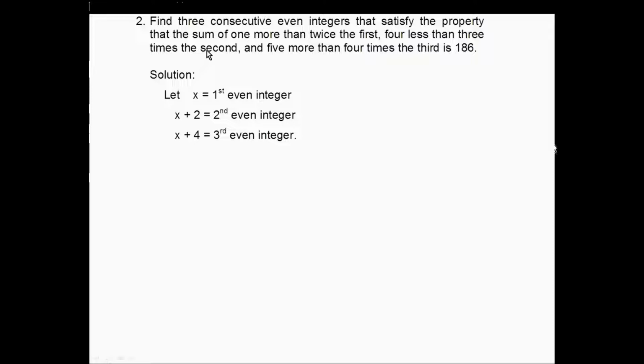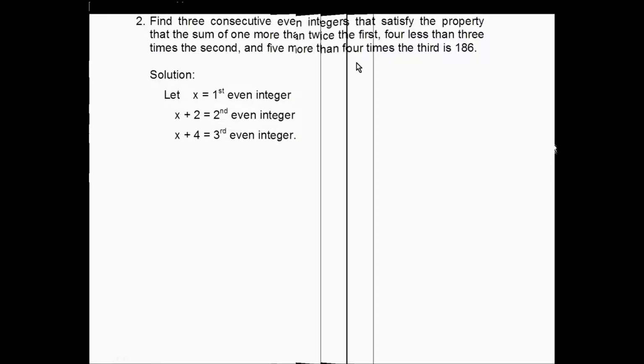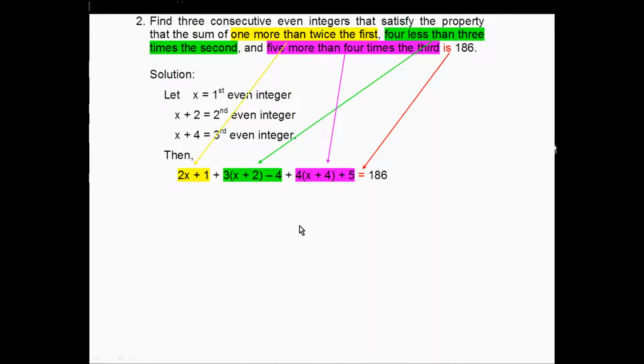So I want the sum of 1 more than twice the first, 4 less than 3 times the second, and 5 more than 4 times the third. Okay, so this is where everything's coming from. These plus signs that don't have any color, they're coming from find the sum of something. Notice, these plus signs are actually acting like those commas. 1 more than twice the first, remember, the first was called x. Right here is 4 less than 3 times the second, and this is 5 more than 4 times the third.